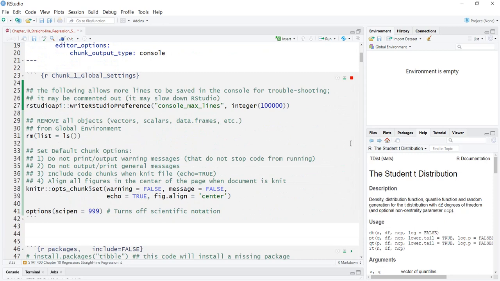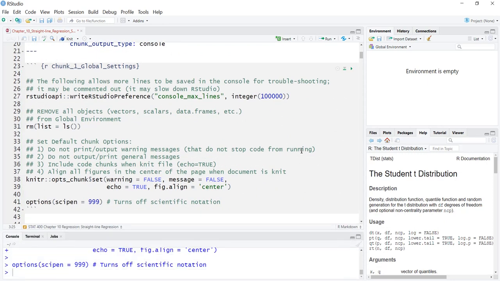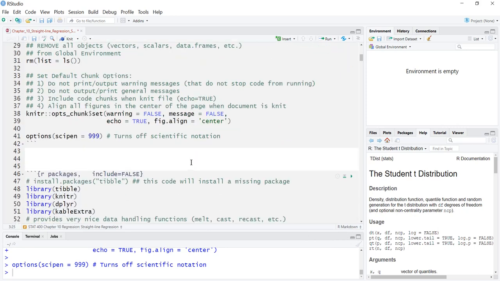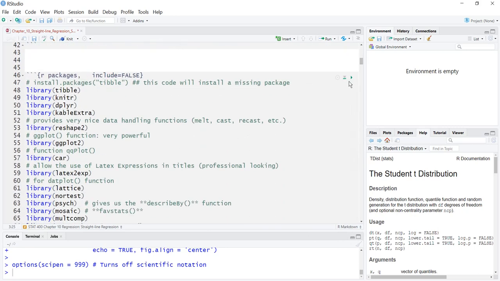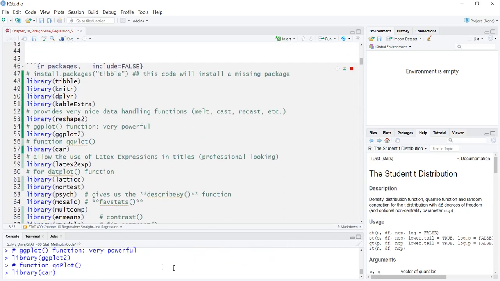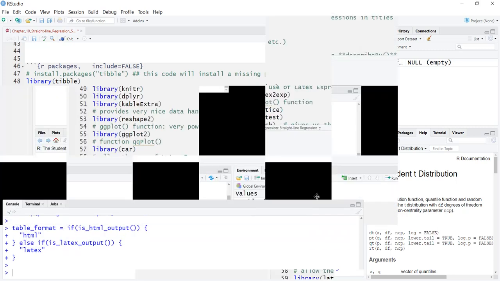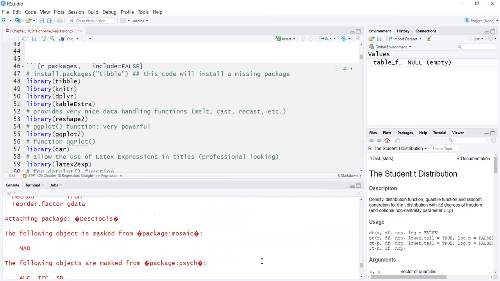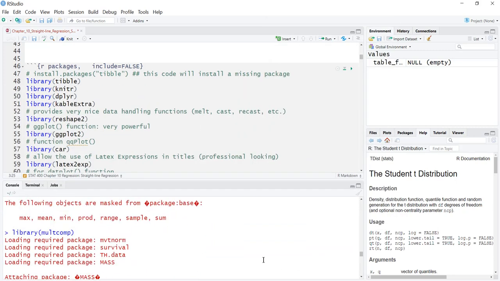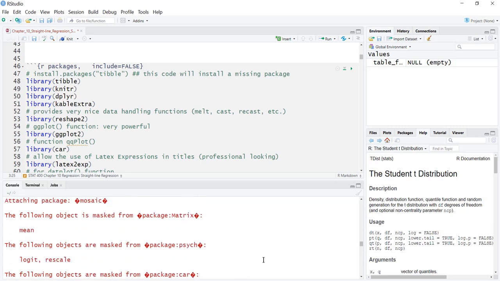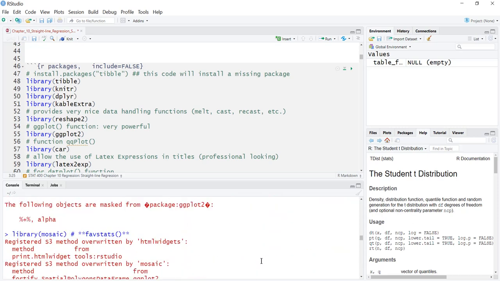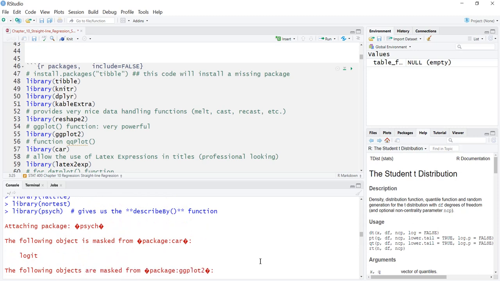We'll run the chunk for the settings, and then we'll resize our console back down here and then run through our packages, and you can see information being given down here about what's happening with the packages. It is important to know what's being printed out here because this tells you if you have to change your code in order to call something.